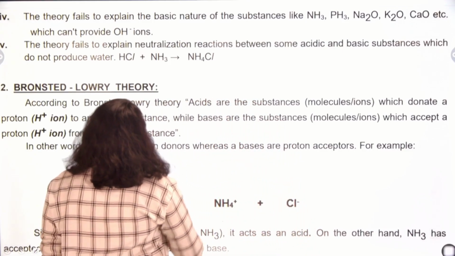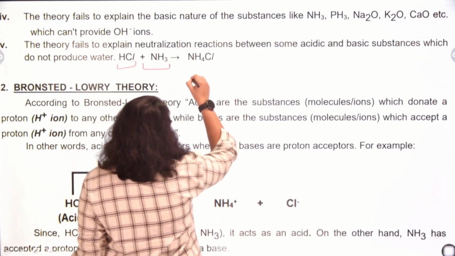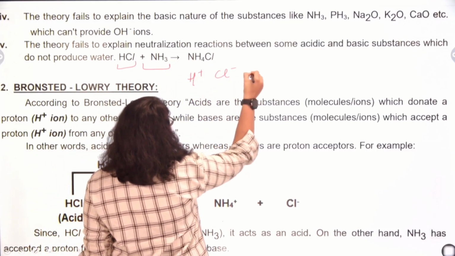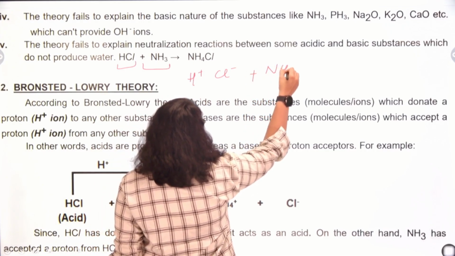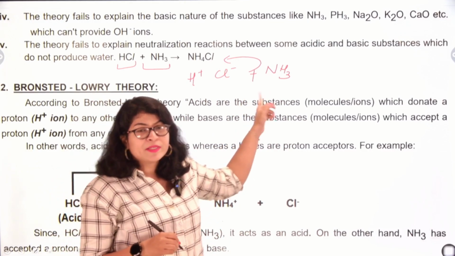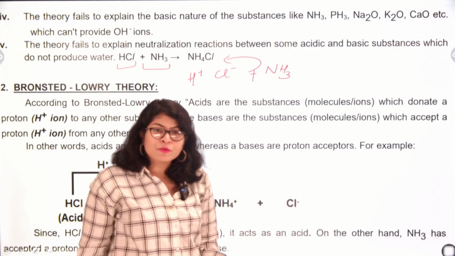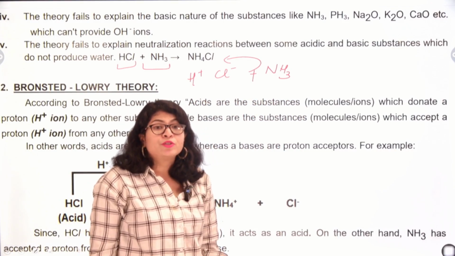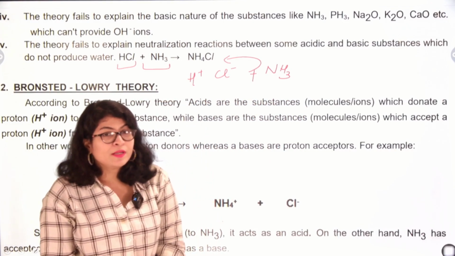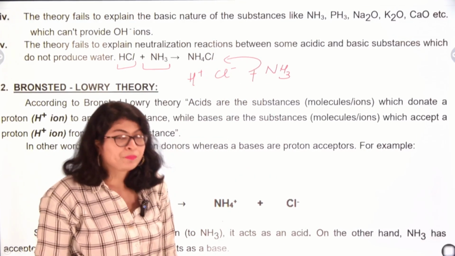If I see HCl and NH3, what happens? This H+ and Cl- combine with NH3 to give you NH4Cl. So this is also an acid-base reaction. NH3 is a base, HCl is an acid. They give you a salt NH4Cl, but there is no liberation of water. So as per this theory, this cannot explain the neutralization reaction between these substances.